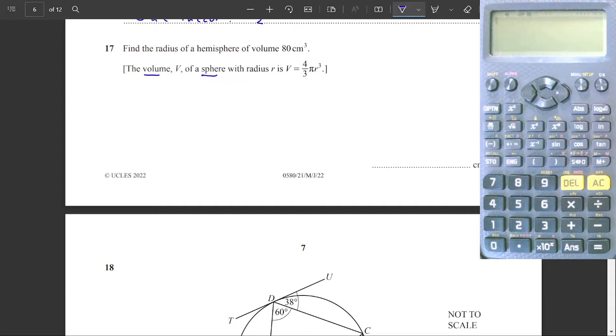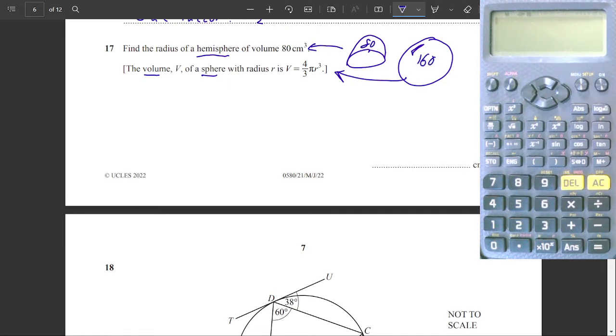And then they give us the volume of a hemisphere. You know what a hemisphere is? That's half a ball. That's it. But the formula they gave us is for the whole thing. So what we're going to have to do is double that 80, so we have the volume of the whole sphere, because that's what the formula refers to, the whole sphere, whereas the 80 is only half the sphere.